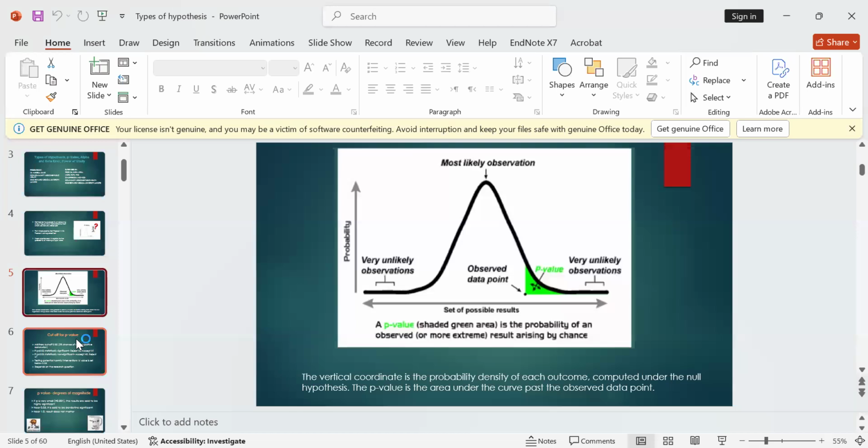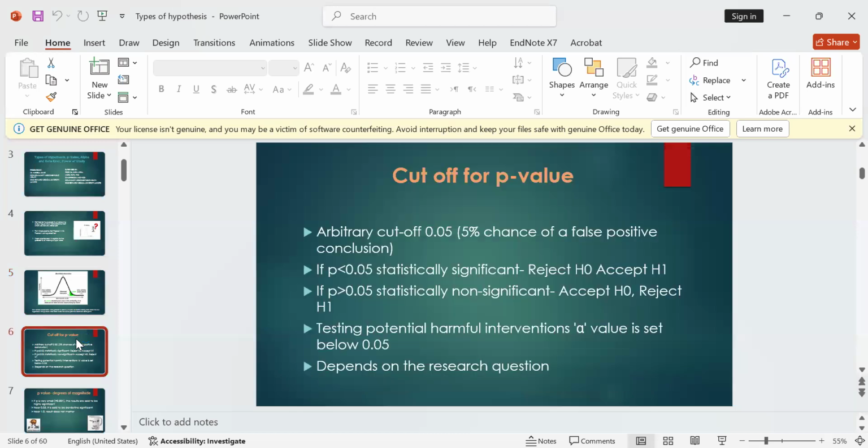Cutoff for p-value. The arbitrary cutoff for p-value is 0.05, which means a 5% chance of a false positive conclusion. If p is less than 0.05, it is statistically significant, and we will reject the null hypothesis and accept the alternate hypothesis. If p is more than 0.05, it is statistically non-significant, and we will accept the null hypothesis and reject the alternate hypothesis.